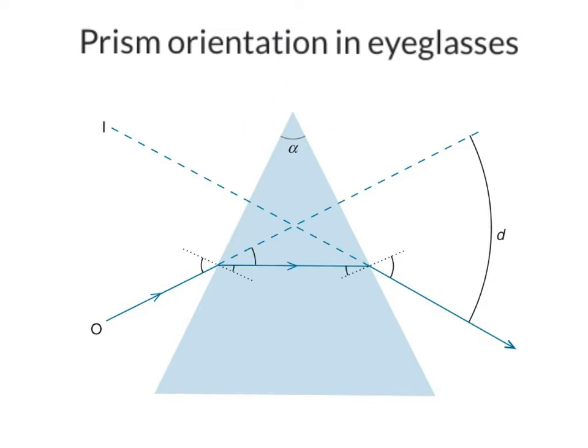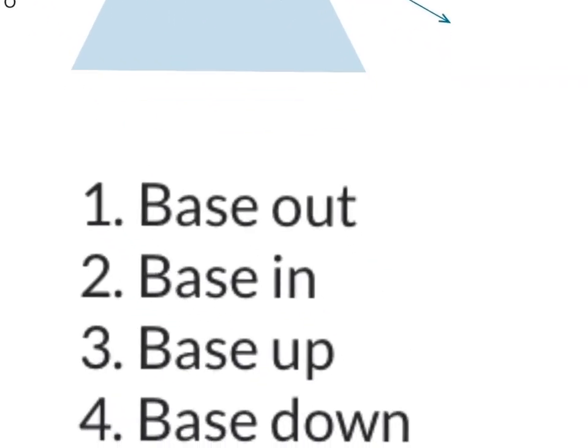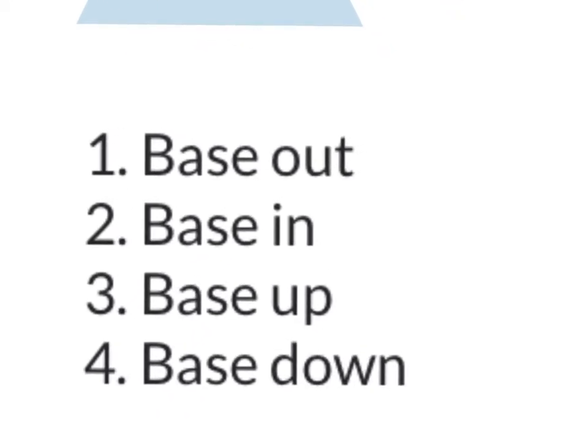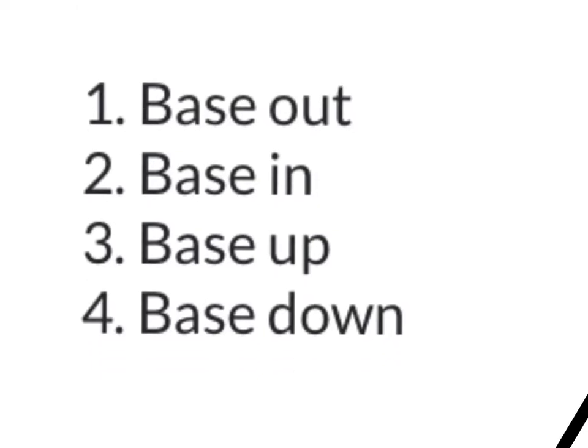In optometry, there's four types of prism orientations: base in, base out, base up, base down. Four types. And let me show you what each type looks like.